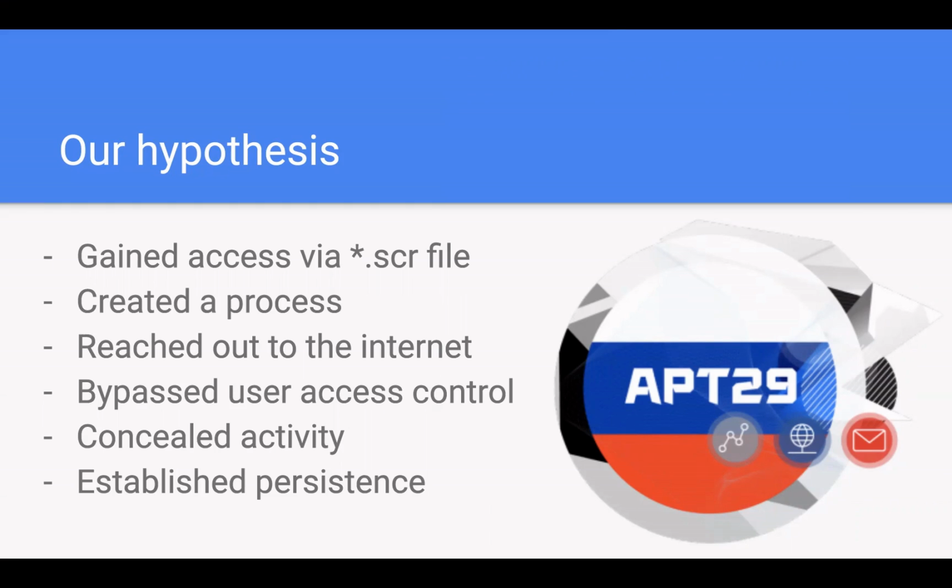SCR is a screensaver file for Windows machines, and that file creates a process. After it creates a process, that process reaches out to the internet. The APT then proceeds to bypass user access control, or UAC, conceal their activity, and establish persistence. We'll cover exactly how to search for those specific activities. However, this is our hypothesis, so this is just assumed. These hypotheses we can either validate or invalidate.